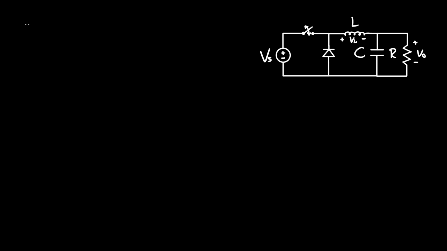To derive the equation algebraically, we're going to have to draw the schematic twice. Once for when the switch is closed, which we refer to as DT, where D is duty cycle and T is the period. And we'll do this once more for when the switch is open, for 1 minus D times T. That would then sum up to the entirety of the duty cycle to equal 100% or 1.